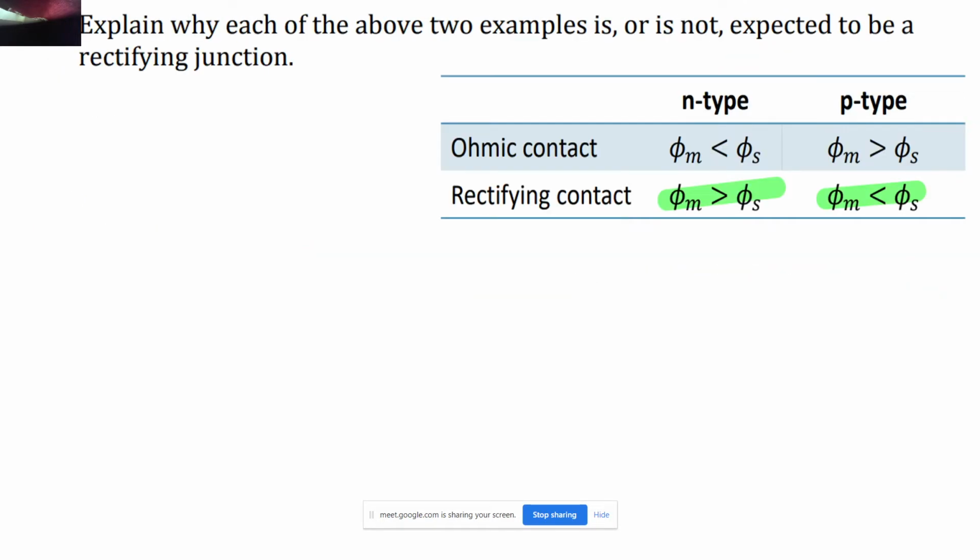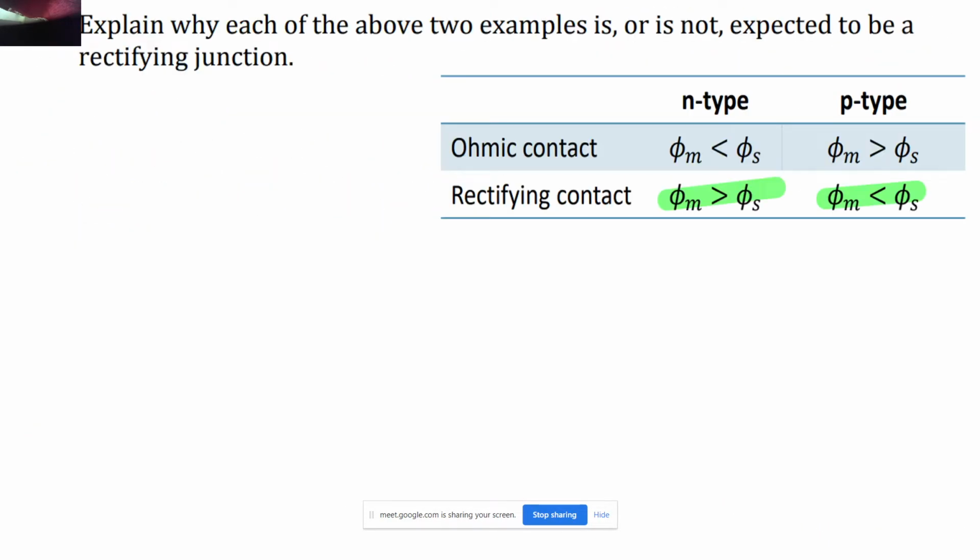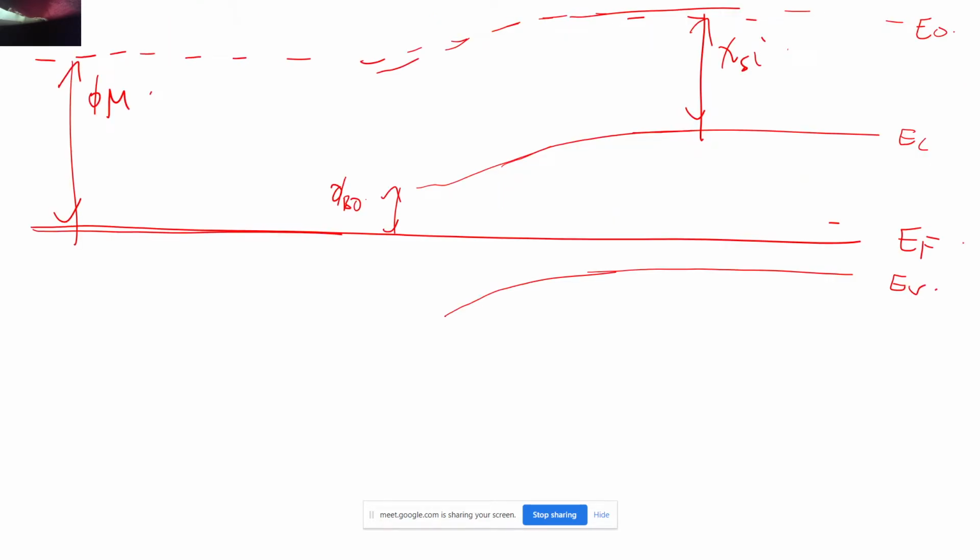Now this is again a logical question that they have asked. They have asked us to explain why each of the above two examples is or is not expected to be a rectifying junction. So how do we generally determine whether this is a case of a rectifying or an ohmic junction? We generally check using this table that has been given in the lecture material. So now let's check for the p type first. We have to check the value of phi s and phi m, correct?